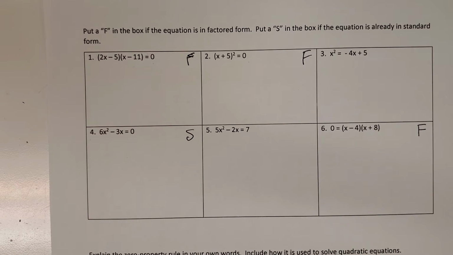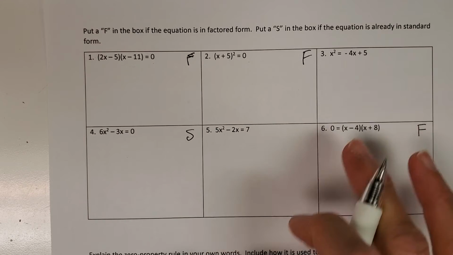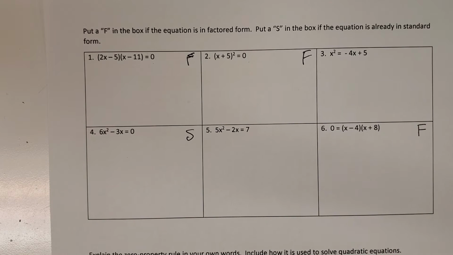Now that's important because if it's in factored form, you're ready to go. You're ready to use the zero property rule. If it is not in factored form, you've got to get it to look like that before you're ready to use it. But the first step would be standard form. So these two that aren't even in standard form, first we've got to get them in standard form, and then beyond that, we're going to use factoring to get it in that factored form.